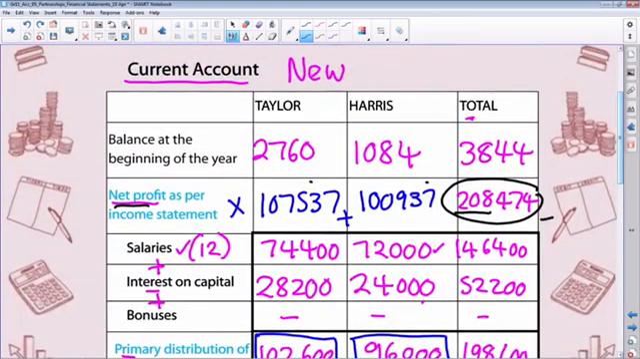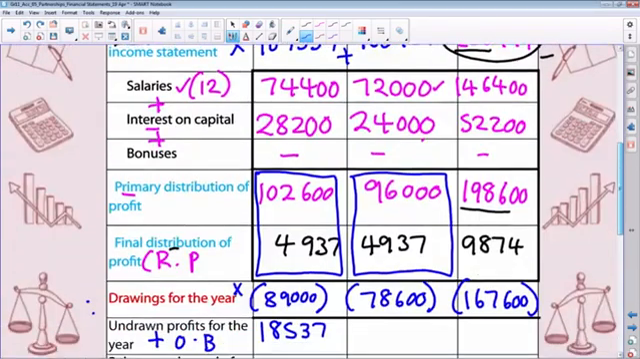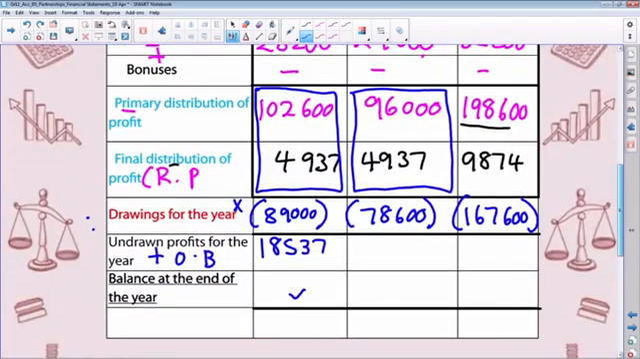Add this to your opening balance, the figure at the top, so your balance at the beginning of the year, and this then will give you your balance at the end of the year. So the rest is not difficult. Once you've got your balance at the end of the year, guys, this is what you take to your balance sheet.